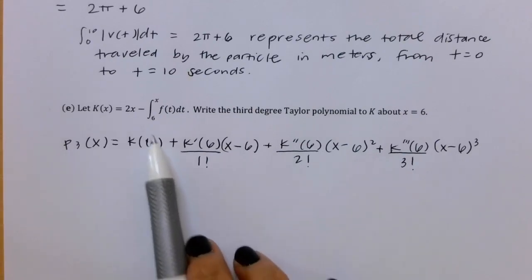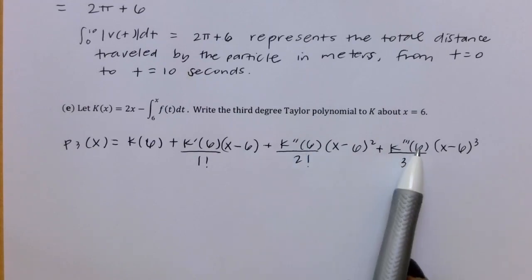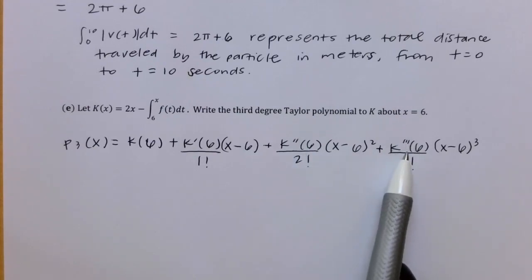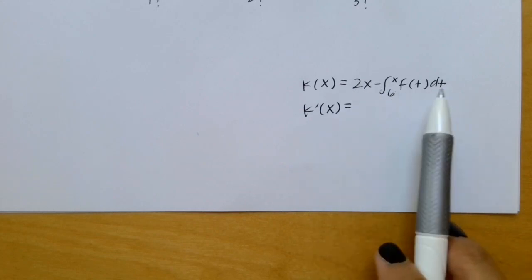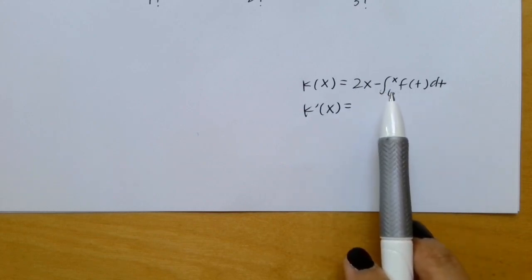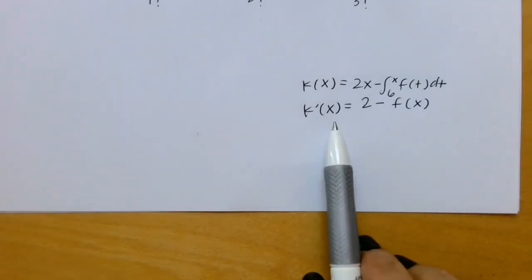Here's the third degree Taylor polynomial for k about 6. So now we just need to find k of 6, k prime of 6, k double prime of 6, and k to the third derivative of 6. The derivative of k for this part is going to be 2, and then right here we're going to apply the fundamental theorem of calculus. We're going to take the x and plug it in for t.